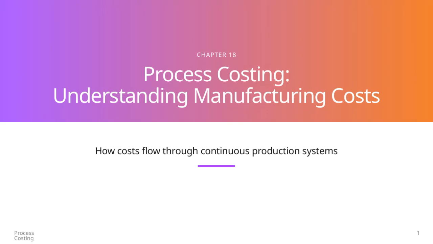Welcome to Chapter 18, where we dive into process costing. This chapter focuses on understanding manufacturing costs, specifically how costs move through continuous production systems. Unlike job costing, process costing is used when products are made in a series of ongoing processes, making it essential to track costs accurately through each stage. We'll explore how costs accumulate and flow to give a clear picture of manufacturing expenses in these settings.